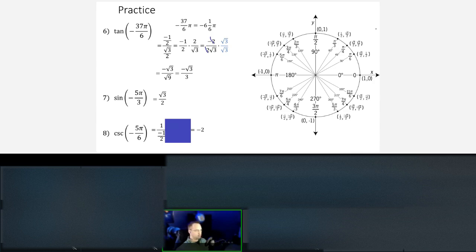And then we flip and multiply. So we take the denominator, we flip it, and multiply it by 1. So we got 1 times -2 over 1, which is just, well, -2.